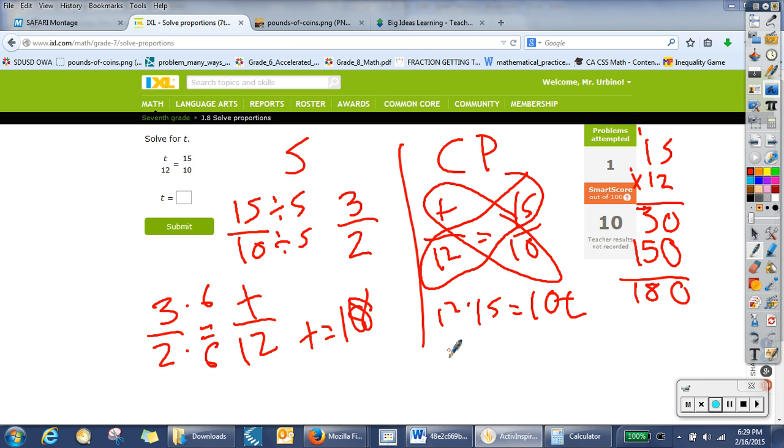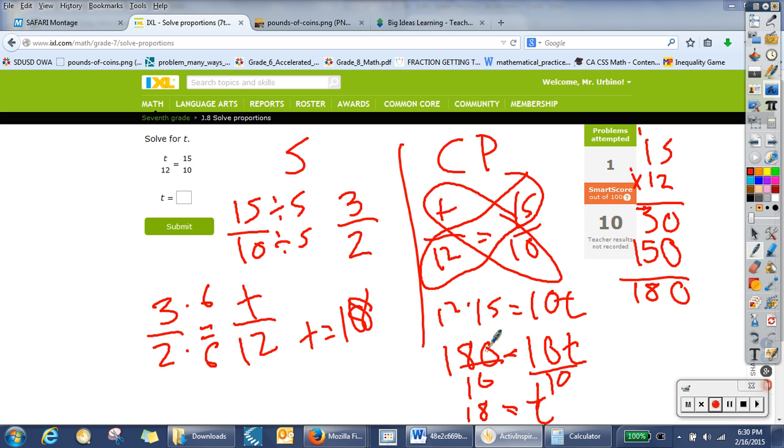Alright, so I know that 12 times 15 is equal to 180. So now I'm looking for 10 times a number, which is going to be equal to 180. I know this one. I can divide both sides by 10. That'll leave me with t is equal to 18.